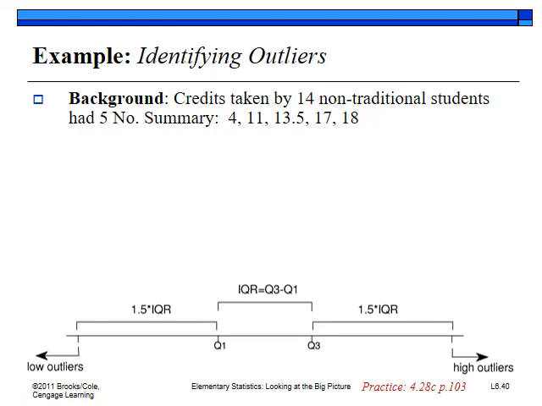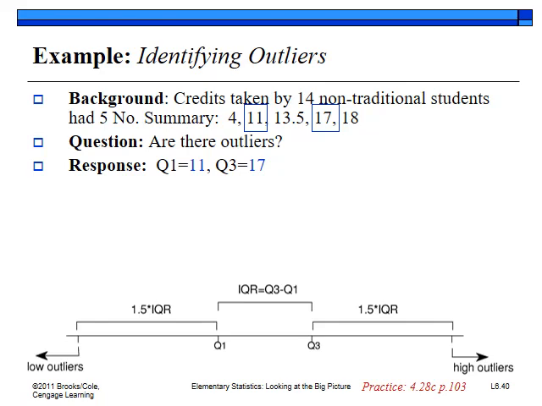Let's say that we were still looking at the credits taken by our non-traditional students. Remember, the 5-number summary was 4, 11, 13.5, 17, 18. That's the minimum, Q1, median, Q3, and the maximum. Did we have any outliers?